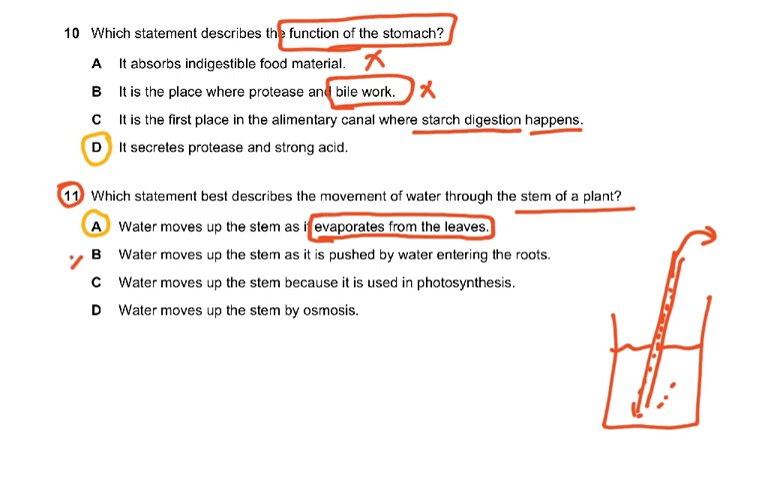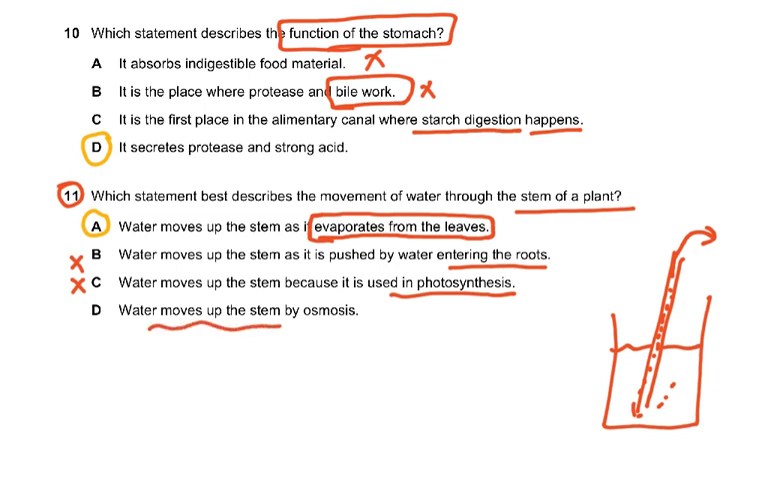Then why was B wrong? Water moves up the stem as it is pushed by water entering the roots. No, the roots can't push it. Then why is C wrong? Water moves up the stem because it is used in photosynthesis. No, in photosynthesis it's going to be used from the cells which already contain it. Yes, it will go from the xylem.